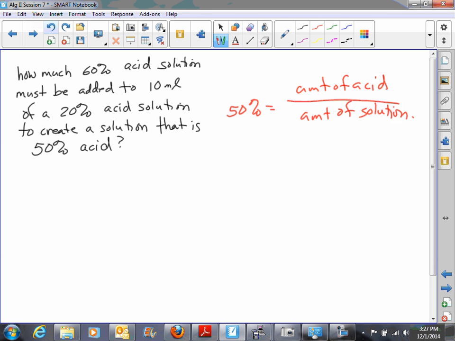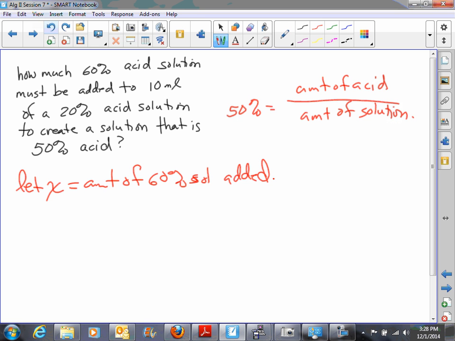Now, when we're doing a problem like this, it's always a good idea to start out and identify the unknown. And it's pretty easy. In this case, how much 60% acid solution must be added to 10 milliliters, et cetera. So let's let x, it's always a good idea to write this down also. Let's let x equal the amount of 60% solution added.